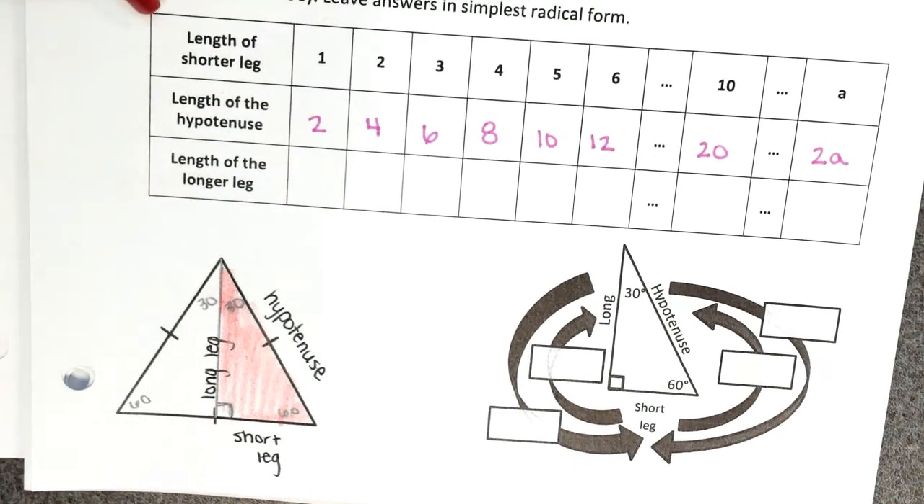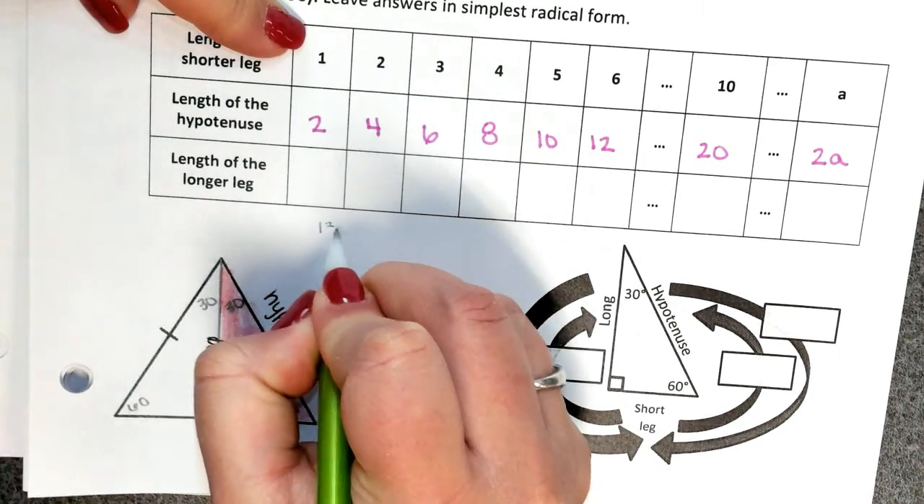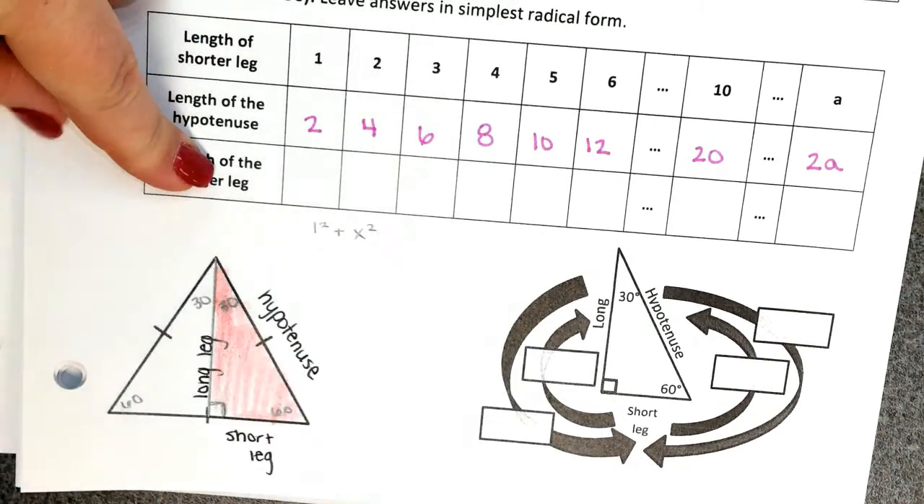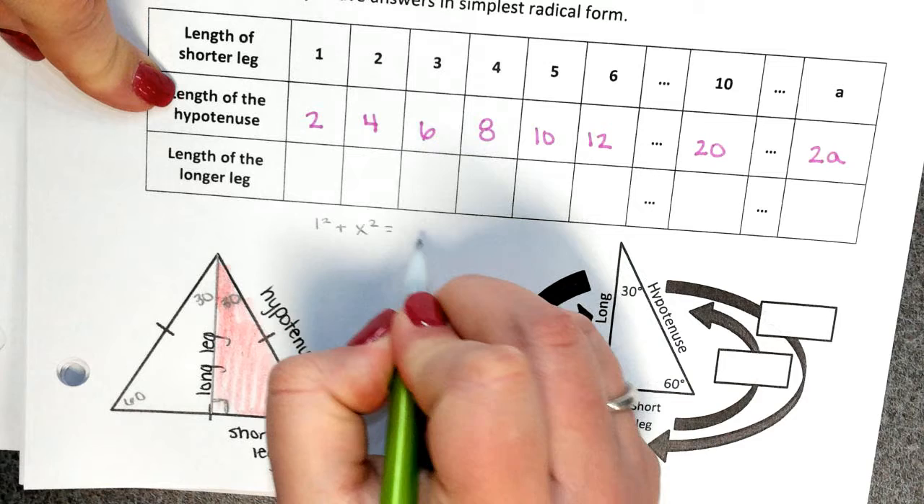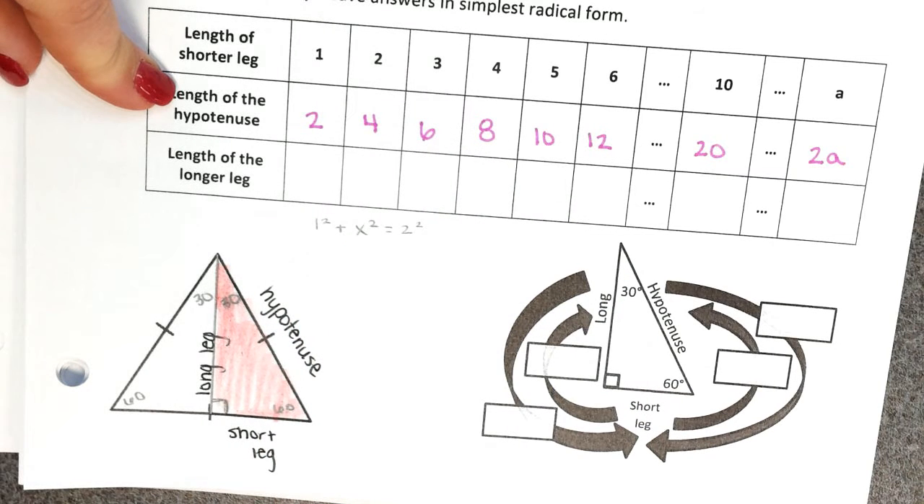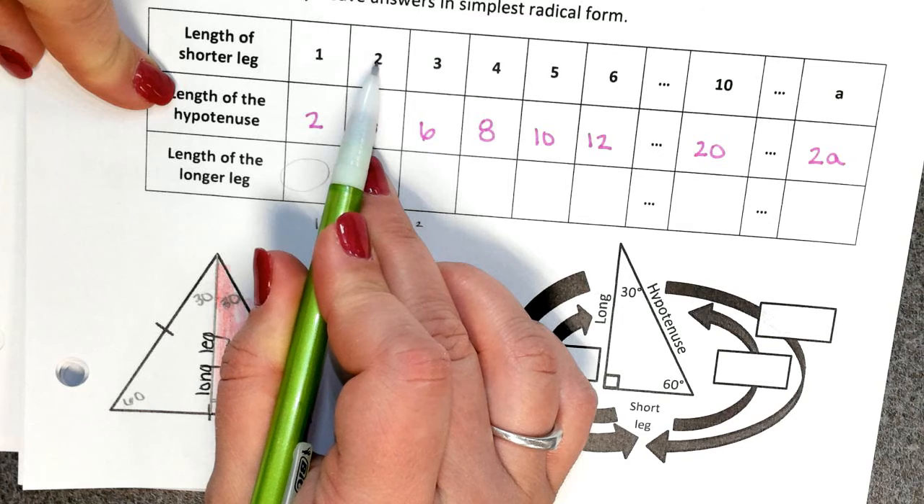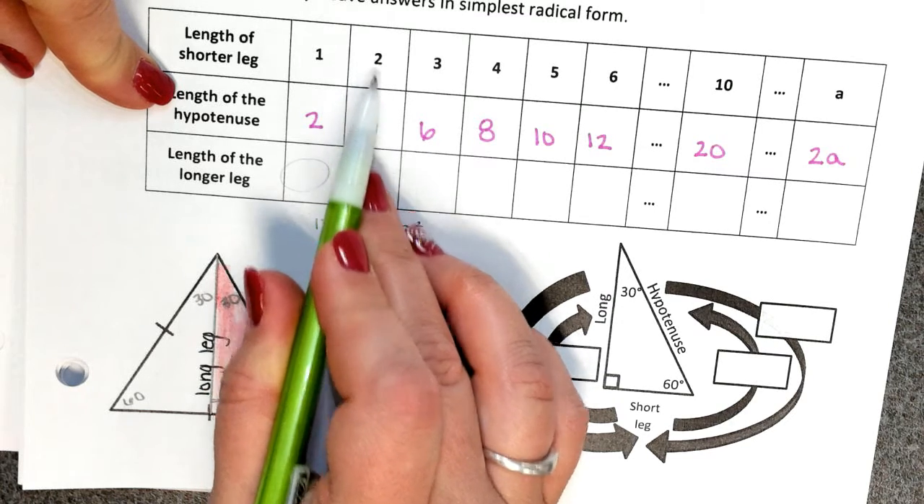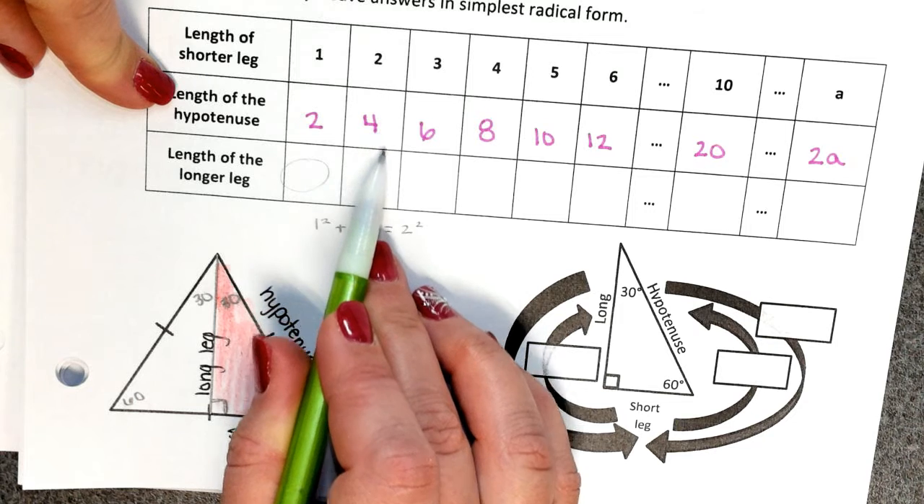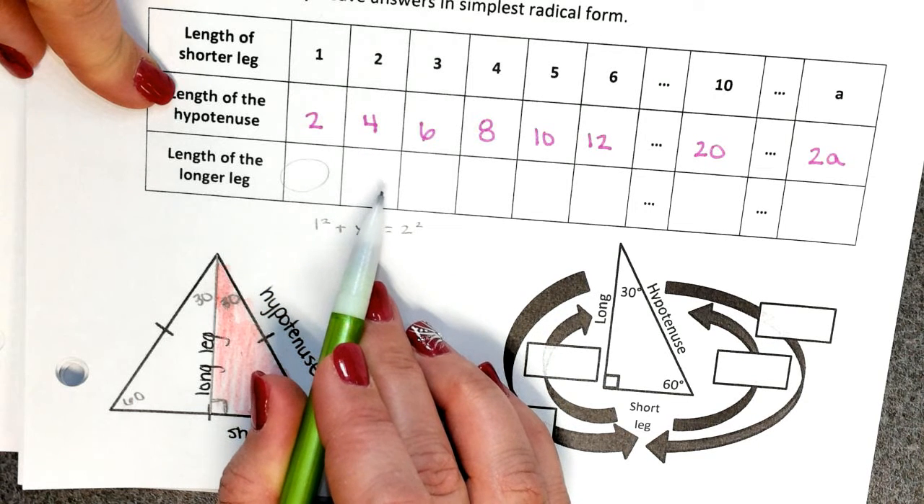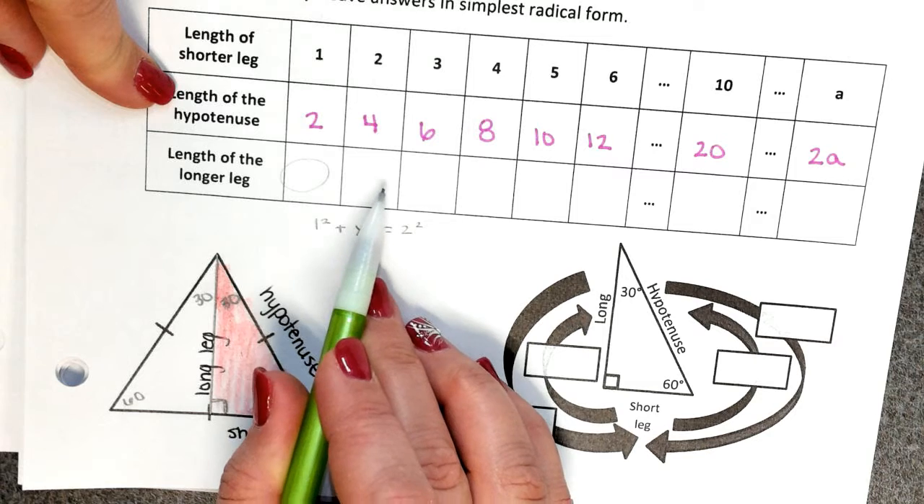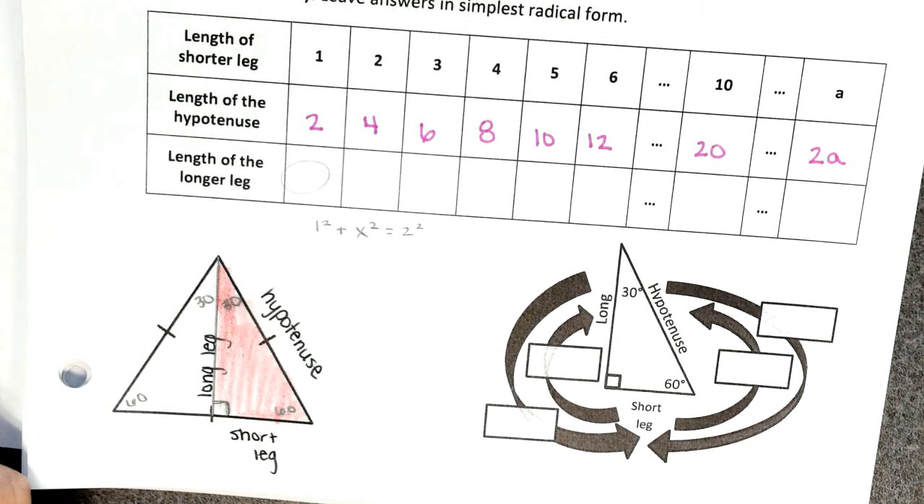So we're going to have to do our first setup here. Leg squared would be 1 squared plus, we'll call it x squared because we don't know, has to equal the hypotenuse squared, which would be 2 squared. Solve for x and simplify the radical. Put your answer here. Next, you're going to do it with 2 and 4. So 2 squared plus x squared equals 4 squared. Figure out the length of the longer leg and simplify the radical to solve for that longer leg. Leave your answer in simplest radical form. Are we okay with that? So go ahead and do that now.